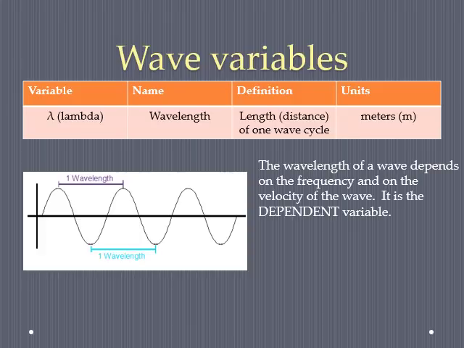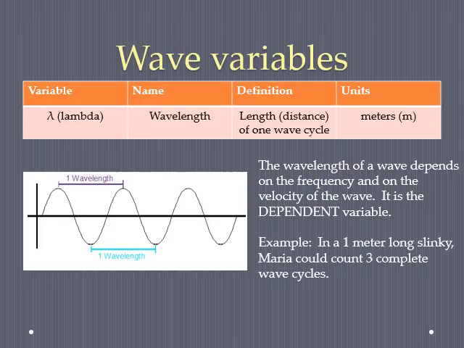So wavelength is the dependent variable here. The wavelength of a wave depends on the frequency and on the velocity, as we'll discover in the equation that we'll figure out in a few minutes.